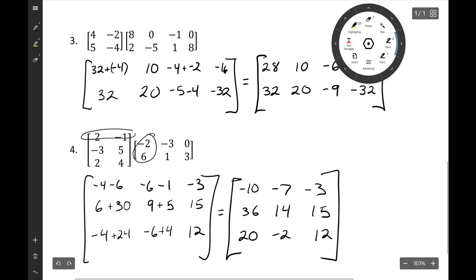That is how you do matrix multiplication. Hope you guys enjoyed that, and make sure you do the practice problems afterwards.